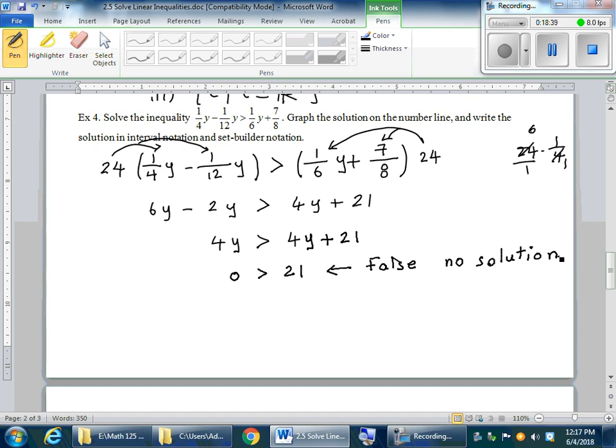So how do we represent no solutions? Graphically, you are basically graphing nothing, so it will be just a real number line with nothing on it. In interval notation, it's just no solution. Set builder notation is basically a set notation with no answer in there, so we call it the empty set, like this. So that will be our final answer for this problem.